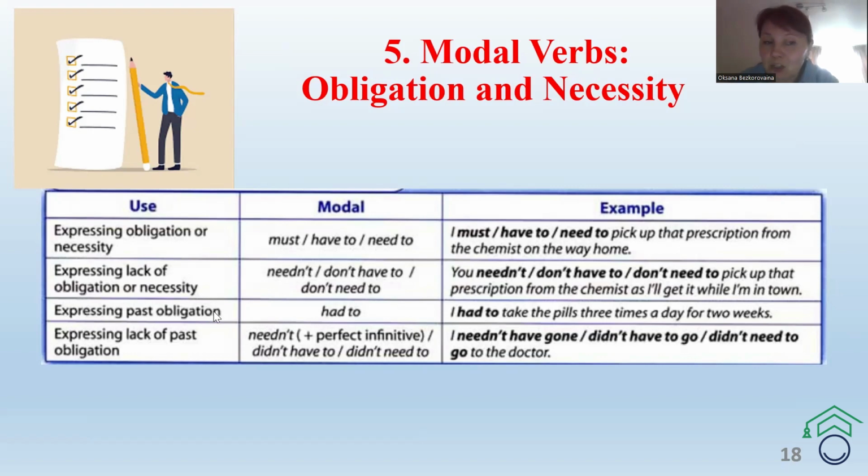Expressing past obligation. We had to do something in the past. We just had to. I had to take the pills 3 times a day for 2 weeks. Expressing lack of past obligation. Yeah? Відсутність, lack of past obligation. We use needn't plus perfect infinitive, or didn't have to, didn't need to. I needn't have gone to the doctor.